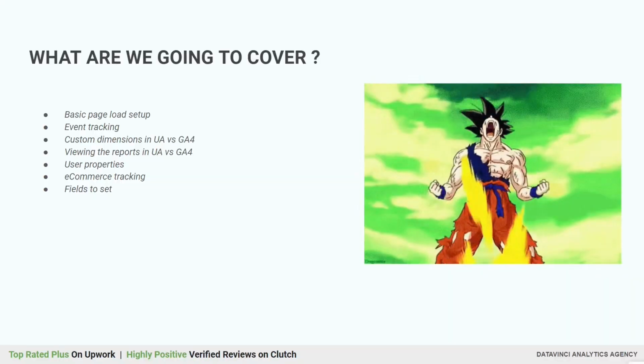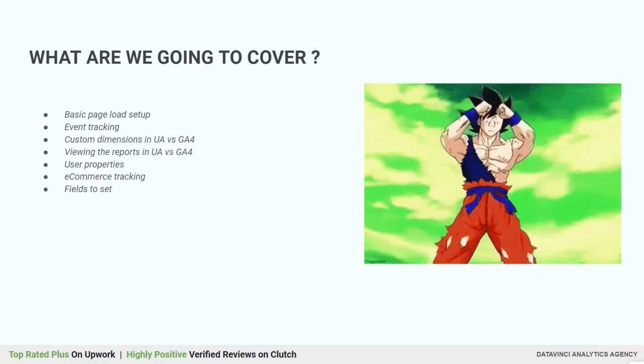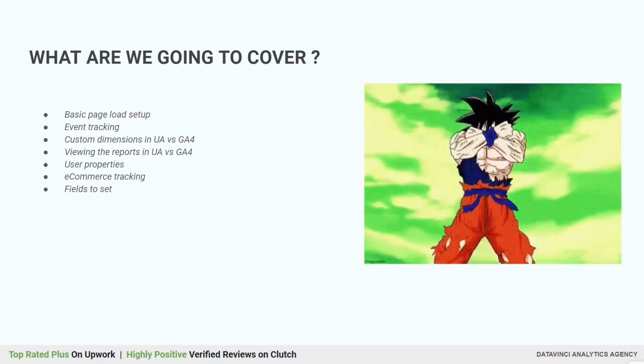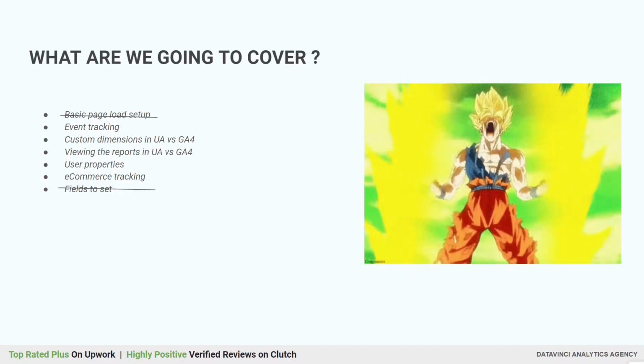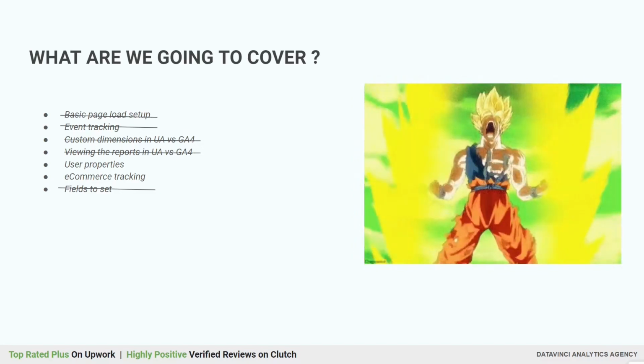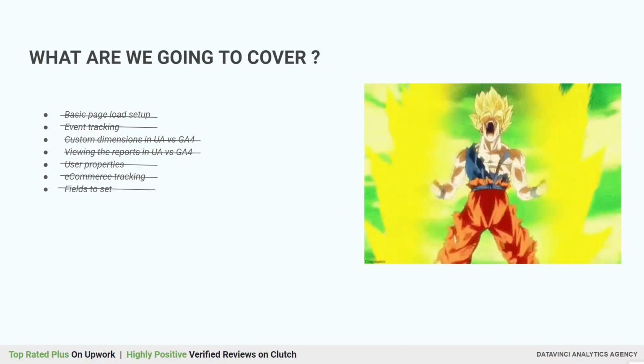Alright, so I tried my best to ensure that we stick to the point, but still I think by the time I finish editing the video, it will be at least an hour, right? But we have covered a lot of things, and this should also help you to understand the nuances about GA4 in terms of implementation compared to Universal Analytics. So just a recap of what we have covered so far in this video. We looked at the differences between UA and GA4 when it comes to basic page load setup. We also looked at fields to set. We looked at event tracking, custom dimensions, how to view the reports, and we looked at user properties. We looked at e-commerce tracking.